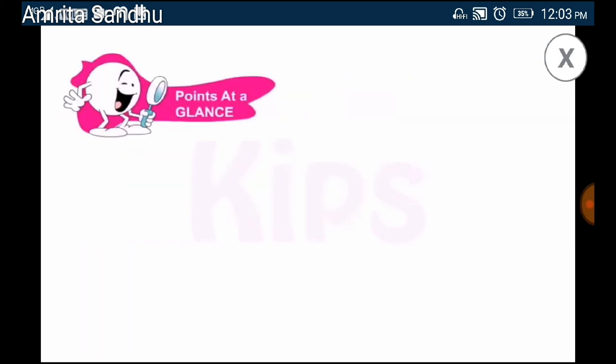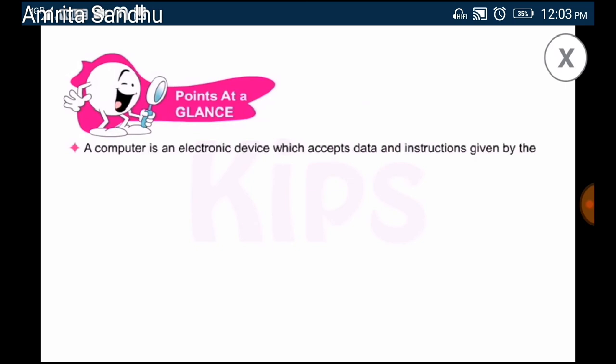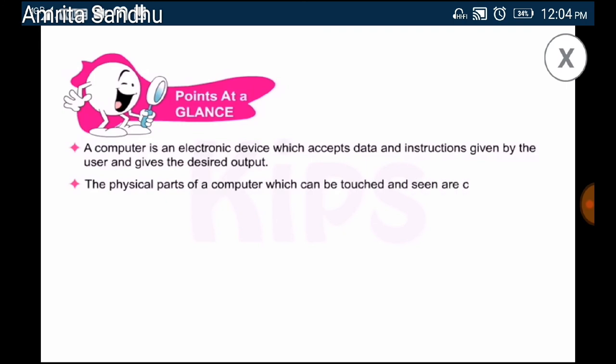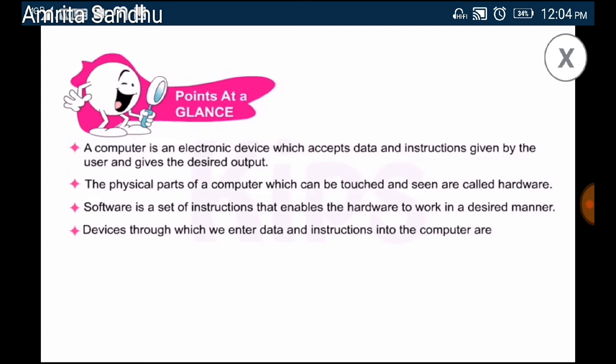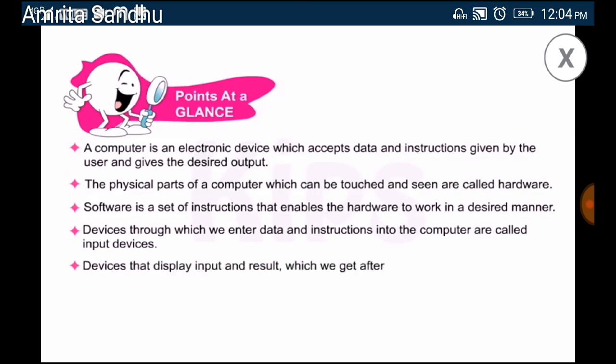Let's do a quick recap. A computer is an electronic device which accepts data and instructions given by the user and gives the desired output. The physical parts of a computer which can be touched and seen are called hardware. But software is a set of instructions that enables hardware to work in a desired manner. Devices through which we enter data and instructions are input devices, and devices that display the input and results after processing are called output devices.